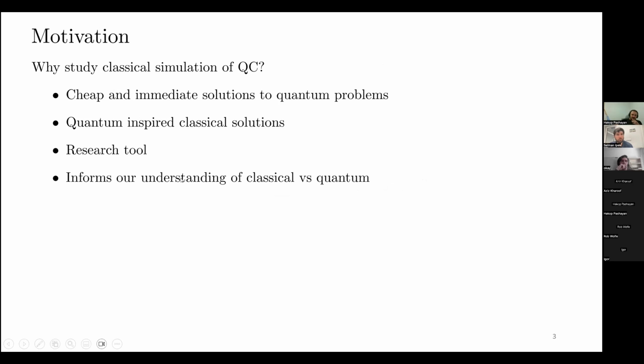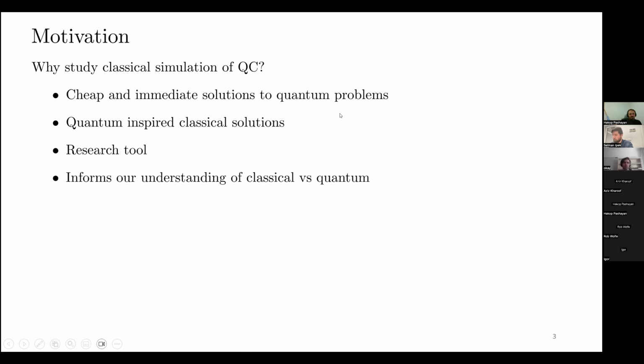Okay, so let's start with motivation. Why study classical simulation of quantum circuits? I guess there's a lot of good reasons, and one of these is that classical simulators give us cheap and immediate solutions to quantum problems. So all sorts of problems motivated by real-world physics. Classical simulators are the go-to for a lot of these. We don't have a quantum computer yet.